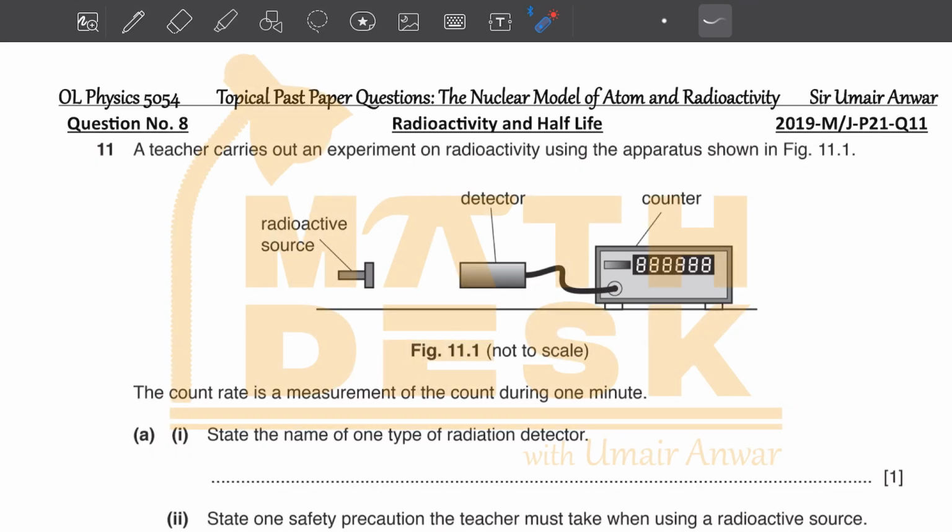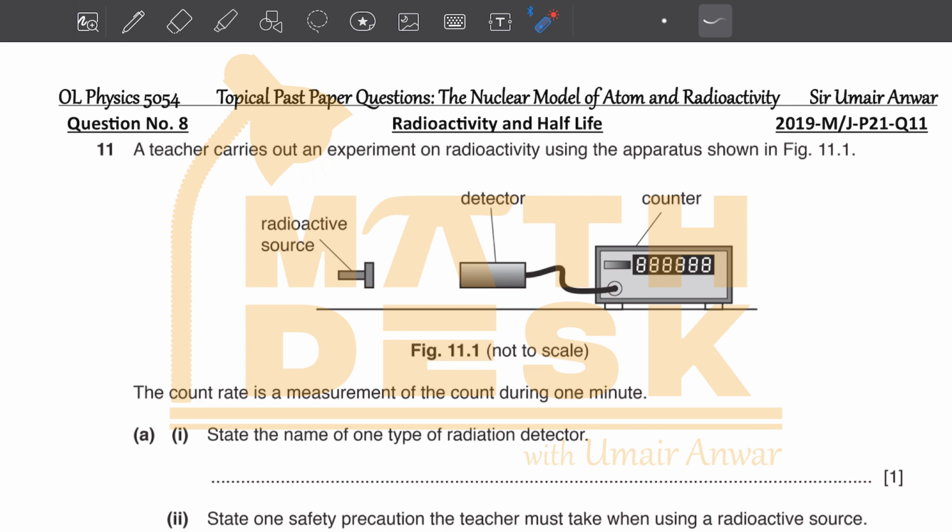Welcome to this tutorial. I'm solving question number 11 of paper 2-1 May-June exam series of 2019. The question is related to the phenomena of radioactivity and the half-life. The question says a teacher carries out an experiment on radioactivity using the apparatus shown in figure 11.1.